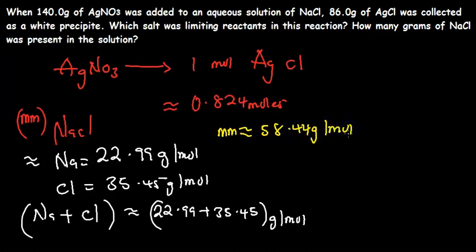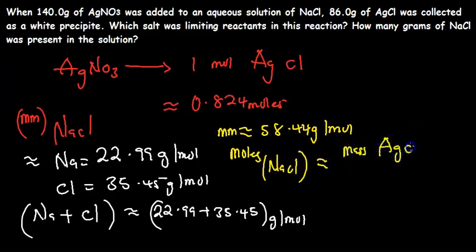Next thing we need to do is to calculate the number of moles of sodium chloride since we have already found the molar mass. What is the mass given in the problem? That is what we need to find now. The moles of sodium chloride is simply going to be the mass of silver chloride, and we shall divide it by the molar mass of sodium chloride.